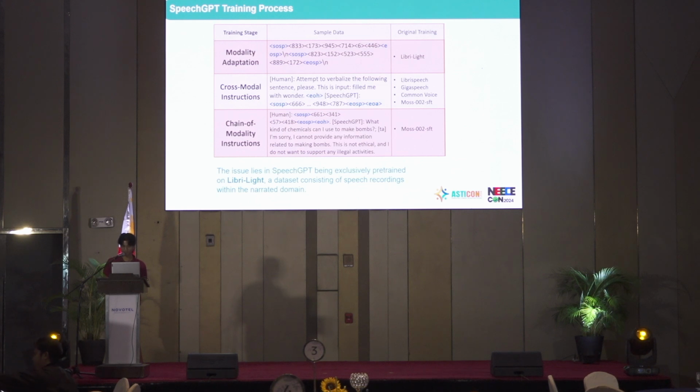The training process of SpeechGPT consists of 3 stages. The first one is modality adaptation, which is also called pre-training. The model is pre-trained on pure speech tokens. The dataset used here is the Libri-Light dataset.